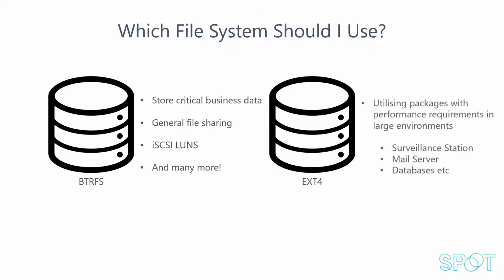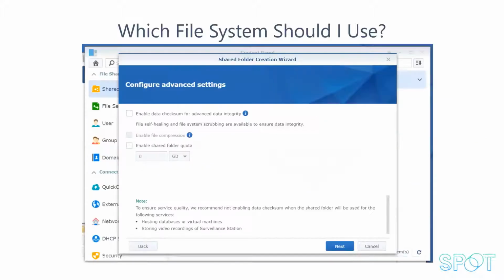Where ext4 does edge out BTRFS a little bit is if you're utilizing it with packages that would benefit from that little bit of lower latency. So stuff like our Surveillance Station, our mail server, and our databases. This only really comes into account when you're using them in such large environments though. To say if you have a really large Surveillance Station setup, you have quite a few thousand users on your mail server, or you want that low latency for your databases as well, then using ext4 would be the preferred method for you.